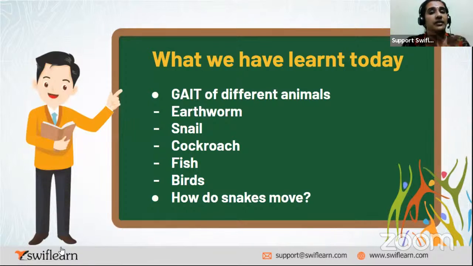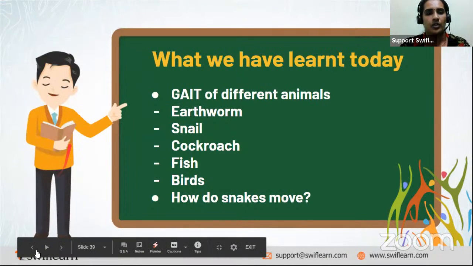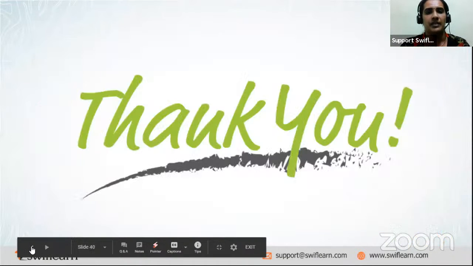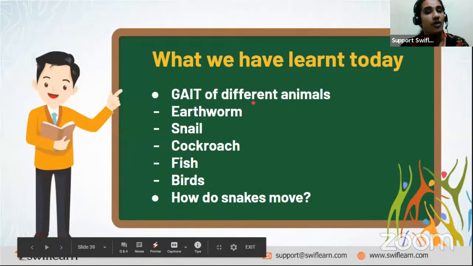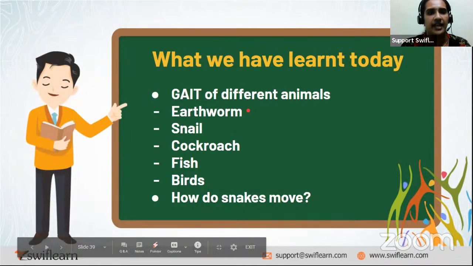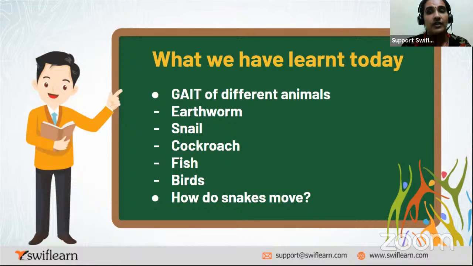And what have we learned today? We learned the gait of different animals. Gait, G-A-I-T. What is that? Gait means movement. Different body movements are known as gait. Then, which animals did we study?